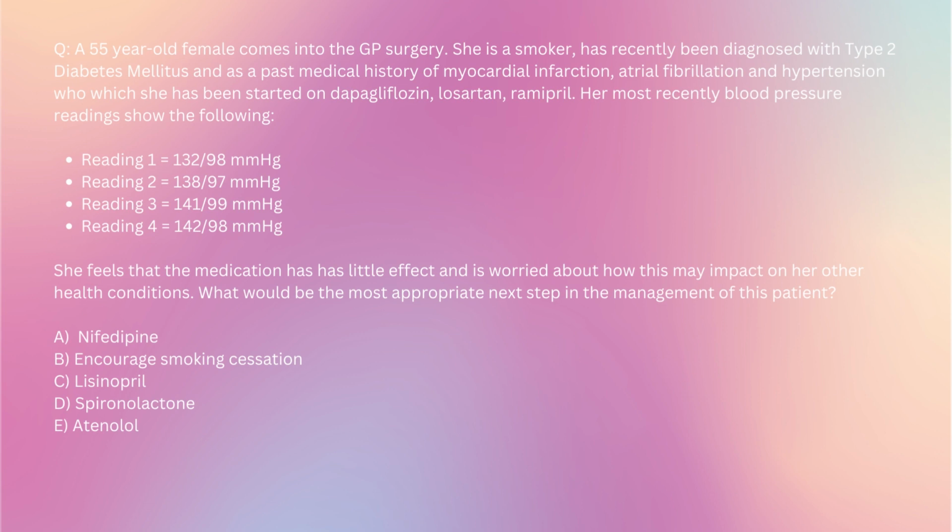And atenolol, again, even after giving a low-dose spironolactone, you would give a beta blocker if her potassium was over 4.5. So the answer is A, nifedipine, the calcium channel blocker.